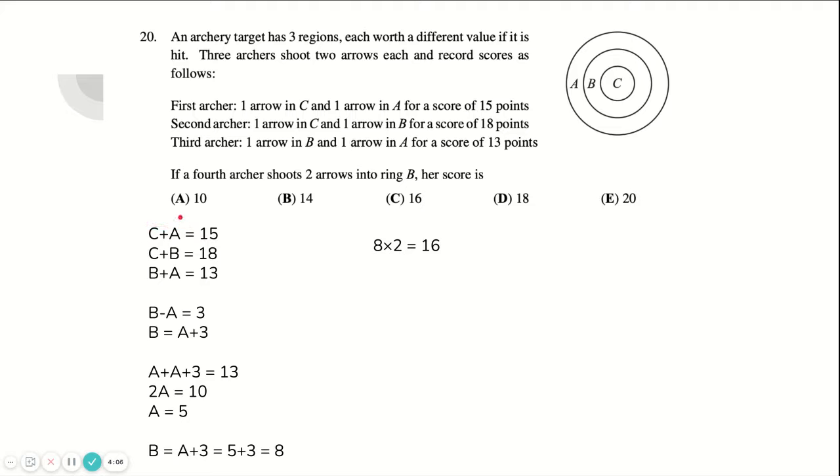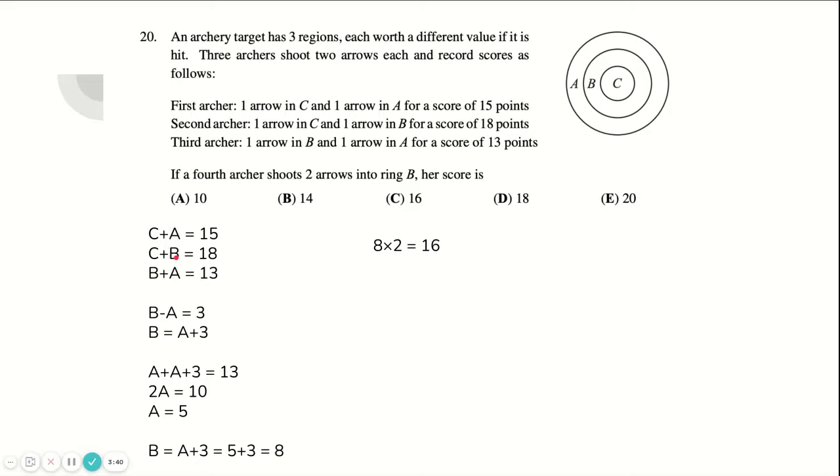So firstly, we just do exactly what the question says. We just put this into numerical form. And now that we have a bunch of equations, we can see that here it's just C plus A equals 15 and C plus B equals 18. A, B, and C are just representing how many points you get by shooting into each region.